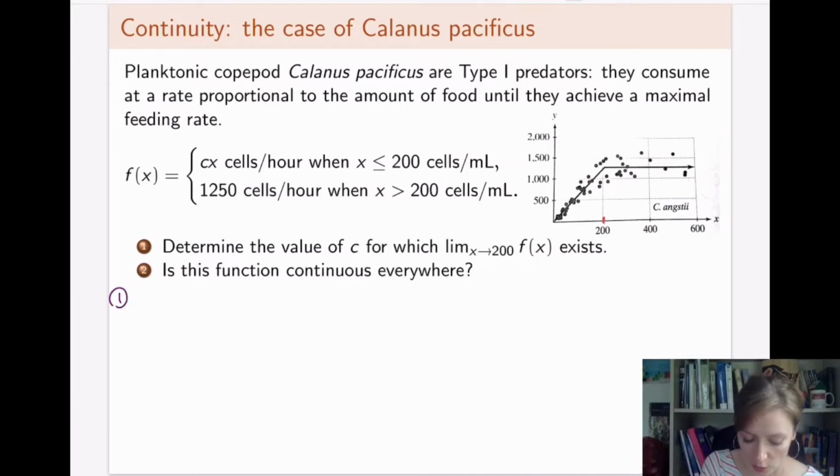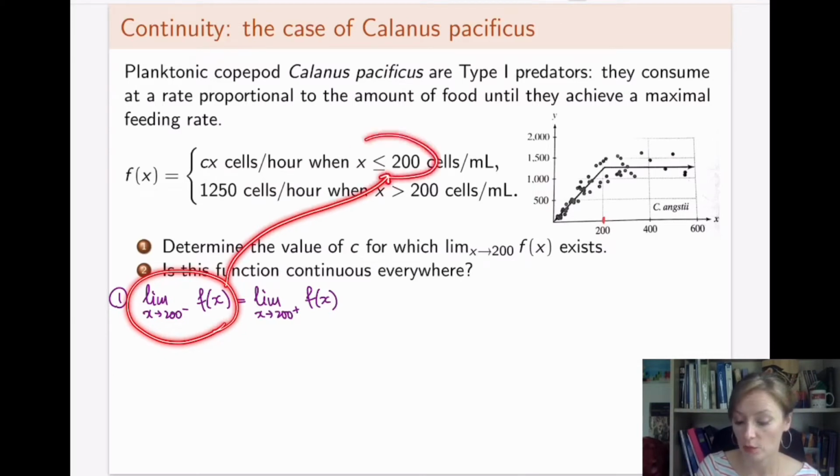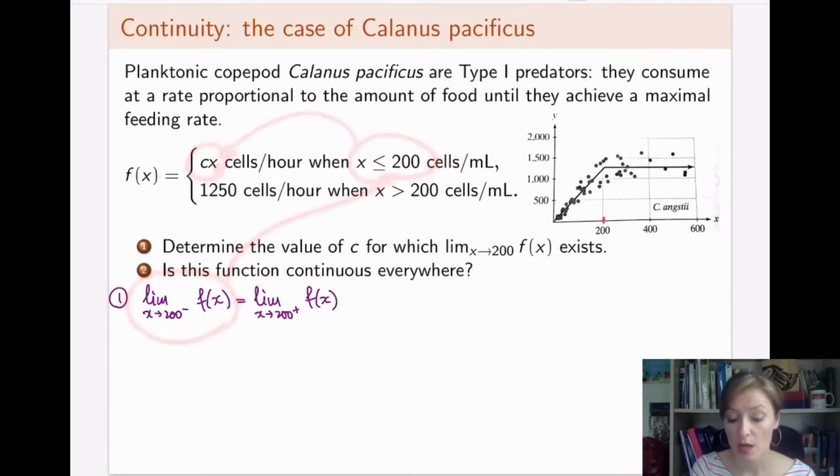Okay? So in order to make sure the limit exists, I need to have that the limit from the left of my point of interest is equal to the limit from the right of that point. Okay? And now, the actual function is structured in very much the same way. So as x approaches 200 from the left, it means it's close to 200, but less than 200. So this limit corresponds to this case of the function when x is less than 200, which means that I'm going to be using this piece of my piecewise function for the formula.